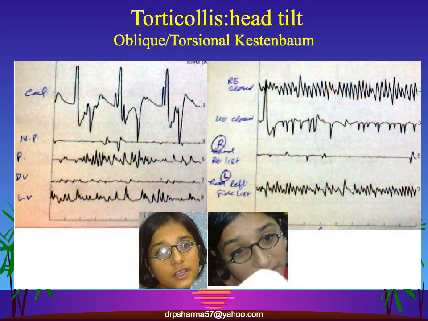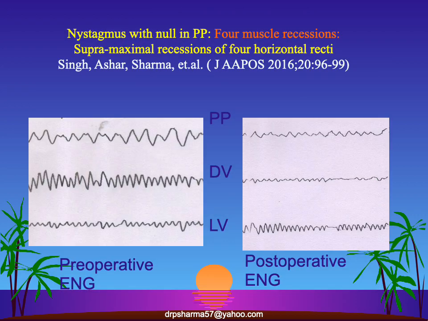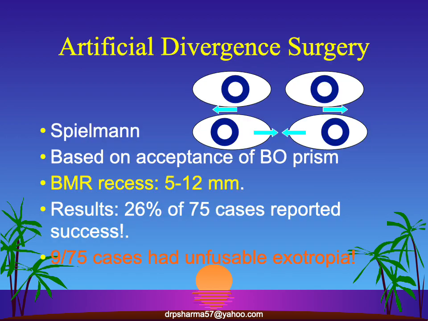The torticollis or head tilt in this case is as shown here. The 4 muscle recessions or supramaximal recessions and the Hurtel-Deloso procedure have been tried with limited success, and in some cases they may be tried. Artificial divergence surgery is described by Spielmann, and we work on bimedial recessions of the 2 eyes to induce an innervational convergence to improve the nystagmus.